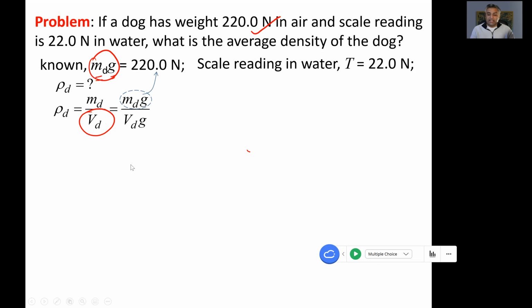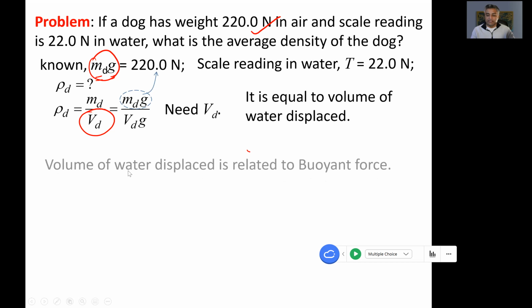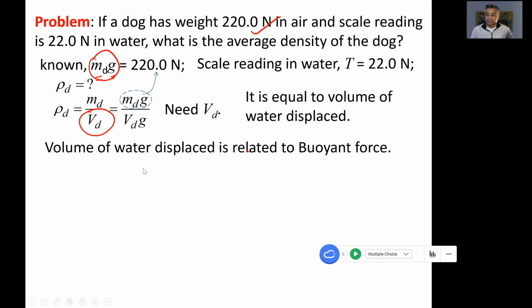So we know we need volume of the dog to find density of the dog. So just like I said, volume of the dog is equal to the volume of water displaced because the dog is inside the water when we are finding its new weight.